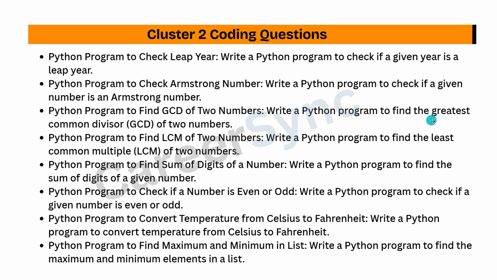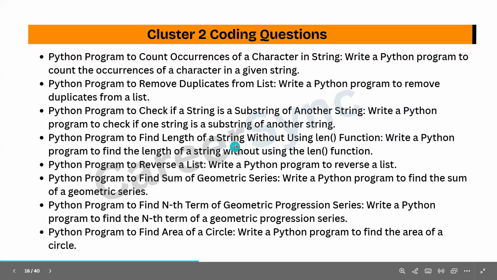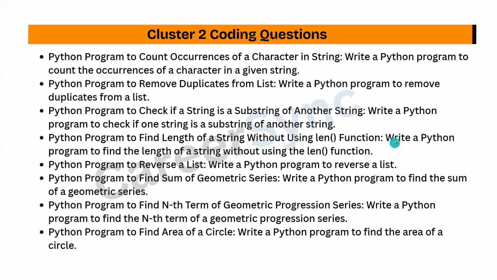Now we are going to the next step. As you can see, find the nth term of a geometric progression series, write a Python program to find the area of a circle, and a program to find the length of a string. It is even a one-line code. I think everyone can do this.